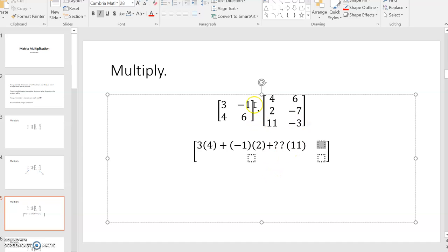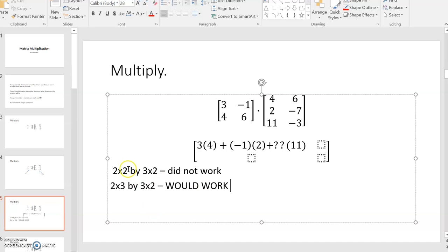Had I had an extra column of numbers in this first matrix, then I would have been able to do it. When I had the 2 by 2 by the 3 by 2, it did not work. But if I had an extra column of numbers here, it would have changed the 2 by 2 to be a 2 by 3, so I could multiply by the 11 and the -3. So a 2 by 3 by a 3 by 2 would work.